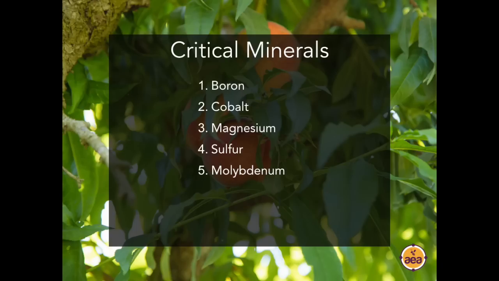So the reason for including magnesium, sulfur, and molybdenum is not because the plant necessarily needs those three elements, but that those three elements correspond to reducing the presence of nitrate in the plant and allowing the plant to ripen and mature properly. So those five nutrients, those five elements to manage again are boron, cobalt, magnesium, sulfur, molybdenum.